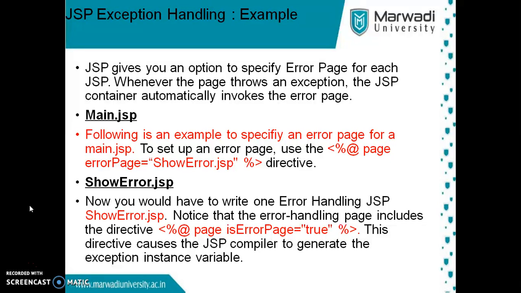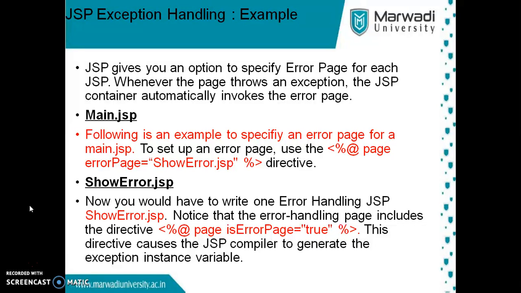Now I have a second file, namely showError.jsp. Now you would have to write one error handling JSP page. Notice that the error handling page includes the page directive. So showError.jsp has to declare that it is the only JSP file which will address the exception occurred in main.jsp. So I'm just going to write <%@ page isErrorPage="true" %>.